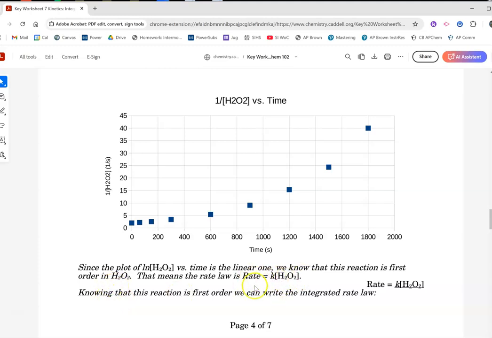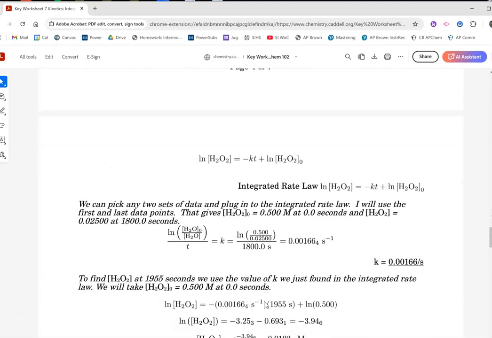This is what the differential rate law would look like, but the integrated rate law would look like this, at the top of the page. Although the differential rate law would be the rate equals k times the concentration of H2O2 to the first power, if we write this in integrated rate law form, we know that the natural log of H2O2 equals negative kt plus the natural log of the initial concentration of H2O2.